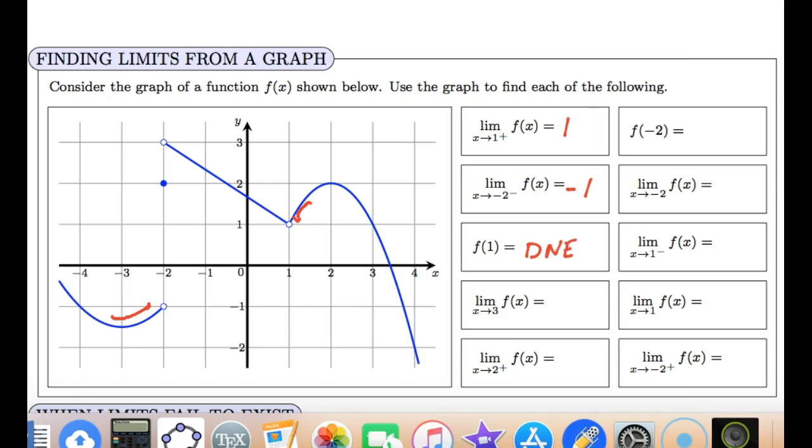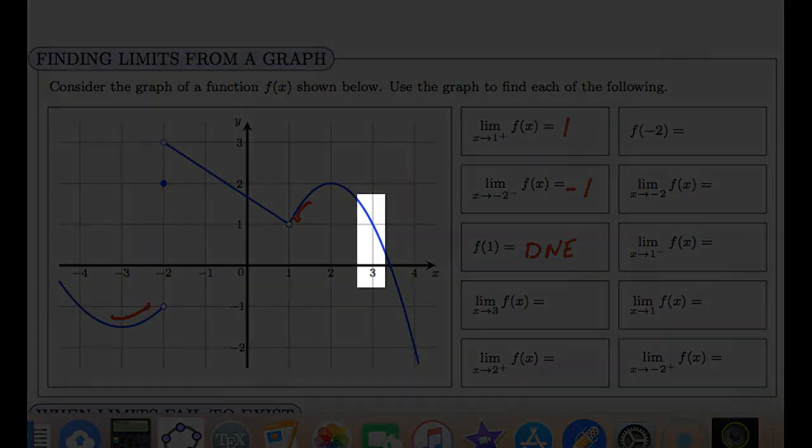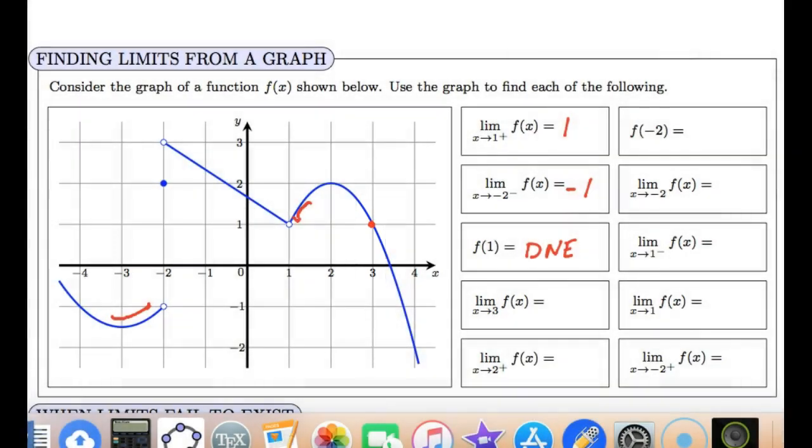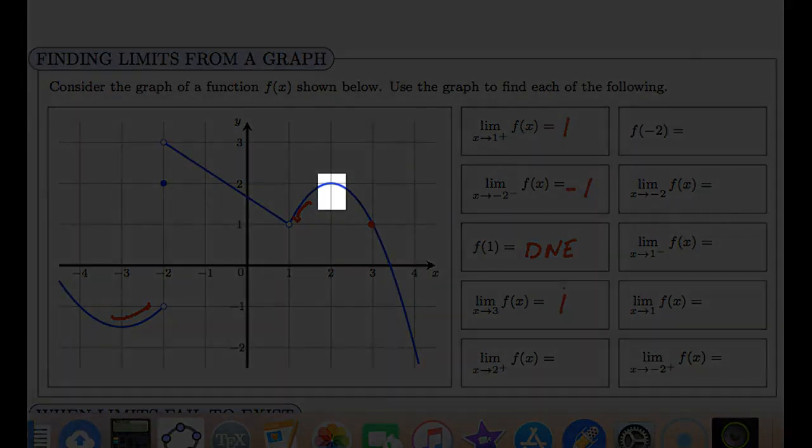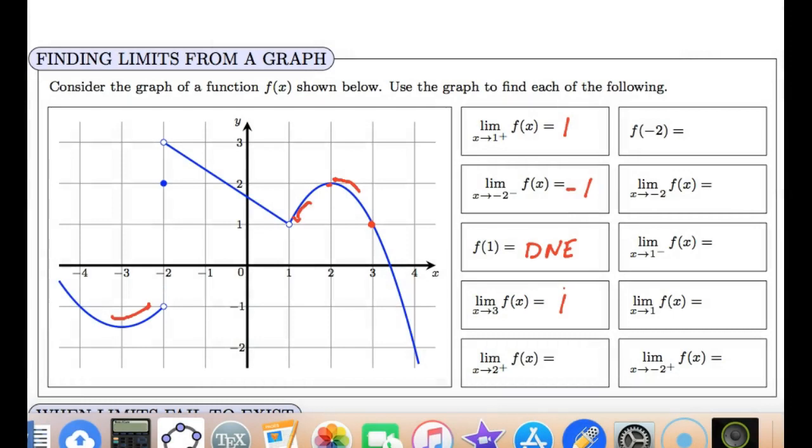Let's look at the limit as x approaches 3 of this function. Here's 3, and this is what we call a two-sided limit. You have to look at both sides. Left and right are equal, and it's 1. Now let's look at the limit as x approaches 2 from the right. Here's 2 right there. From the right is going to be 2.